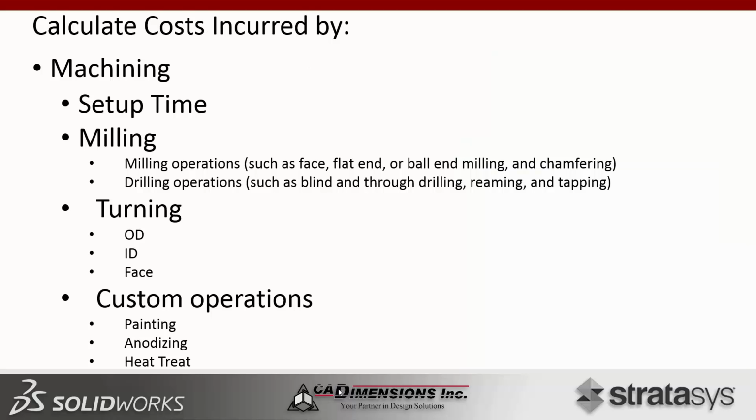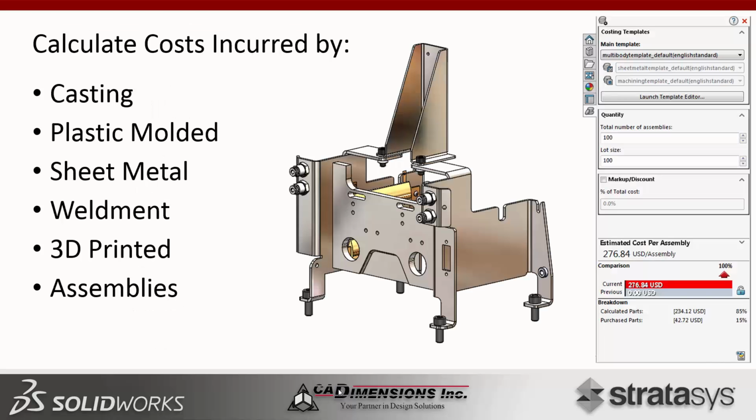Now, costing can handle a bunch of different scenarios. Of course, we can do machining. This will include things like the setup time. You can do milling operations, drilling operations, turning type things, OD, ID facing, custom operations you can add in as well. So things like anodizing, painting, heat treating, things like that, that would be post-process, whether you send those out or do those in-house. We can also calculate costs for casted parts, molded things, sheet metal, weldments, 3D printed even components. You can estimate costs for those.